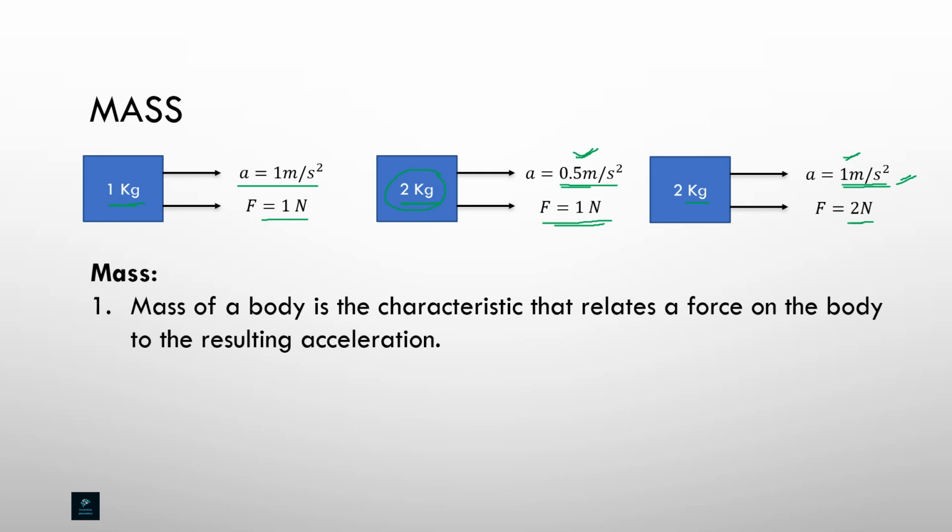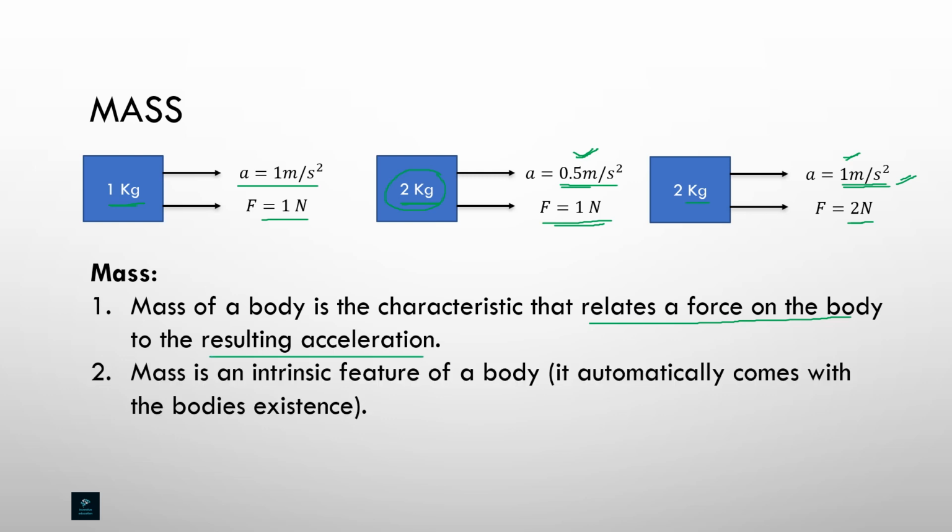Thus, the mass of a body is the characteristic of the body that relates a force on the body to the resulting acceleration. And mass is an intrinsic feature of the body, that is, it comes automatically with the body's existence.